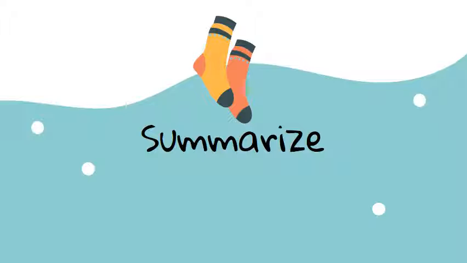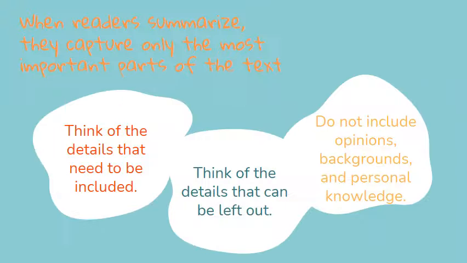The last objective in our lecture is summarization. What do we mean by summarize? When readers summarize, they capture only the most important parts of the text. So when we summarize, we have a text or a paragraph, and you want to make it shorter. How do you make it shorter? You have to take the most important parts of the paragraph, the main ideas only.